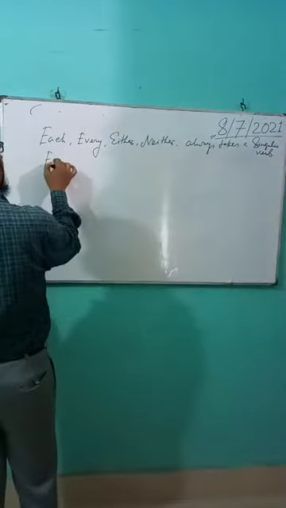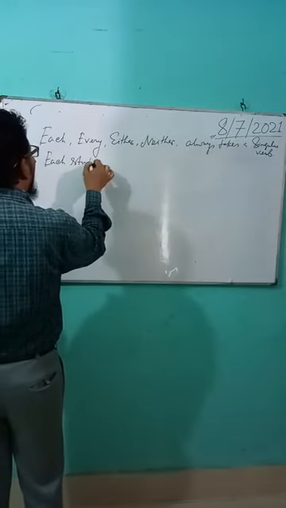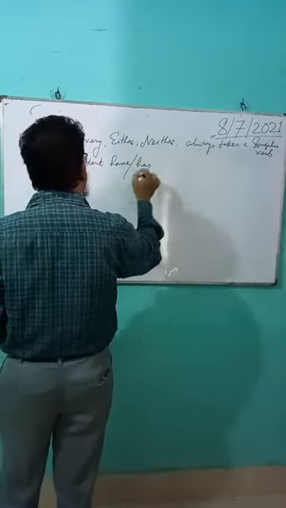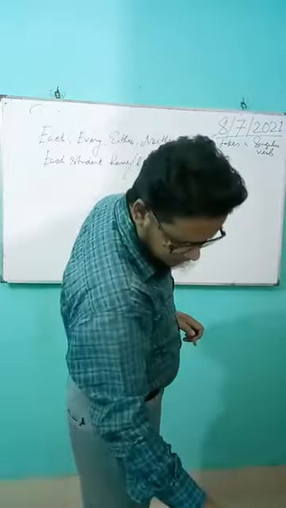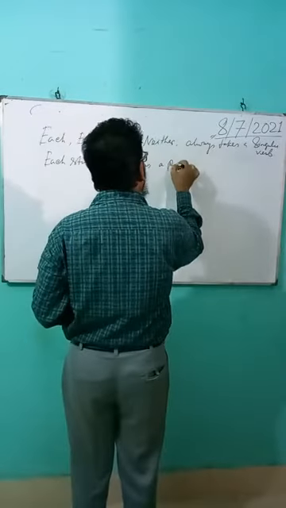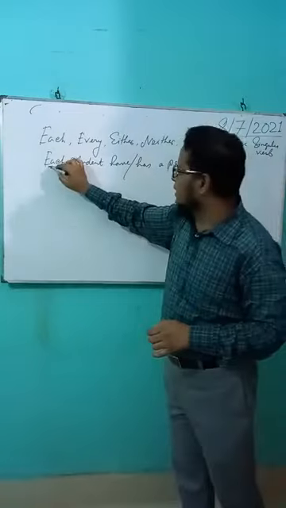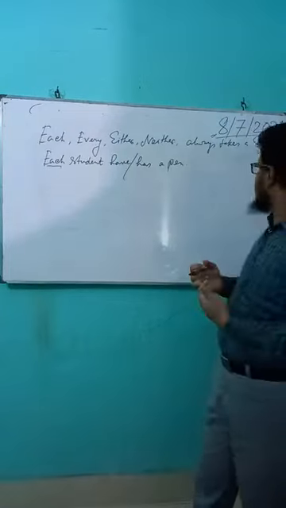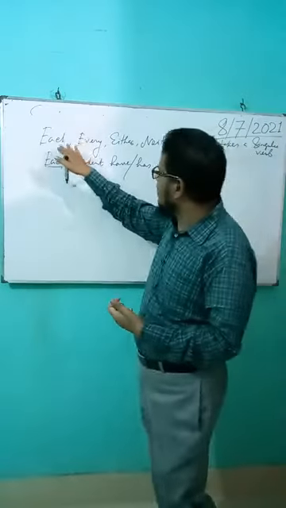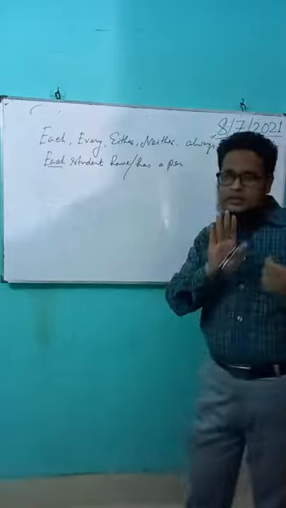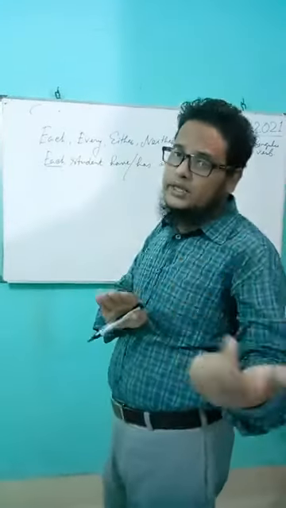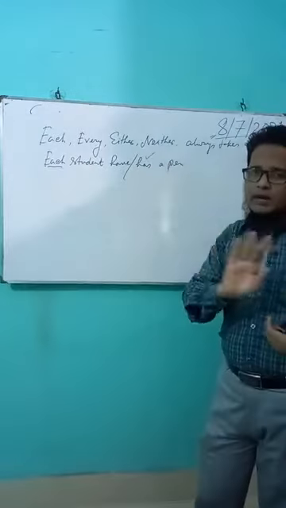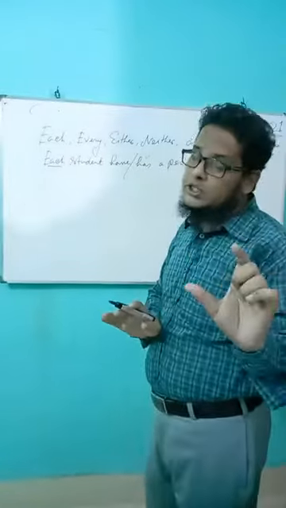Each student have or has a pen? Have a look. Each student. I have just told you that each, every, either, neither always takes a singular verb because they are singular. Each, every, either, neither, they are singular subjects, and that's why they always take a singular verb. So each student has a pen, not have a pen.